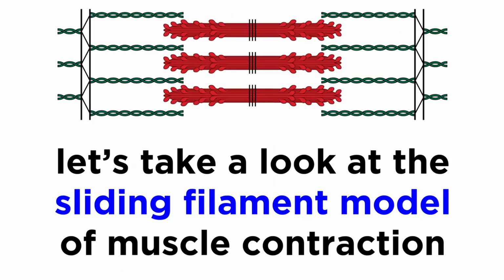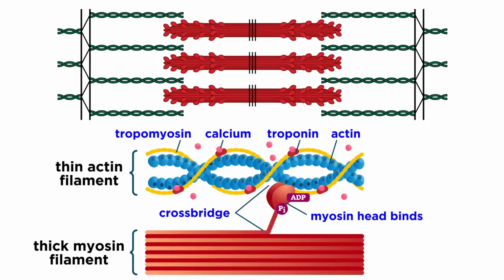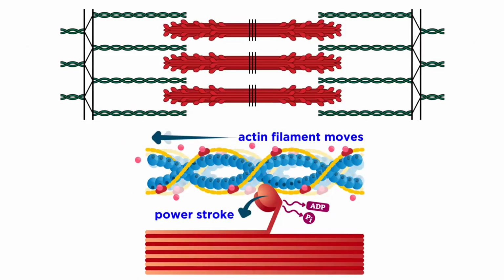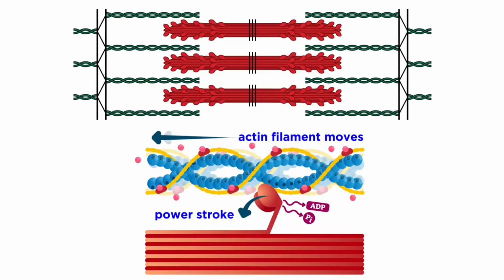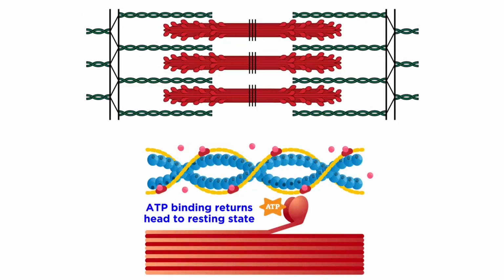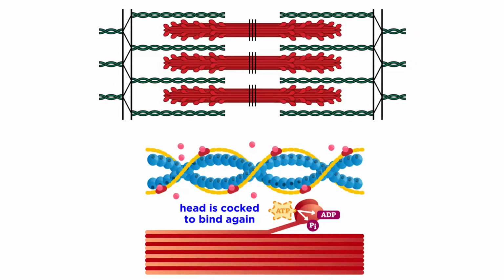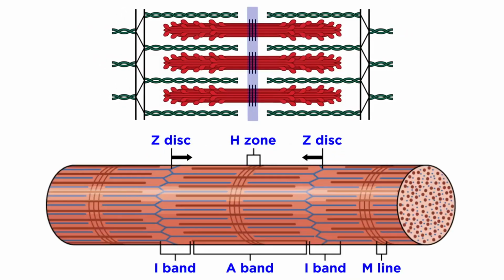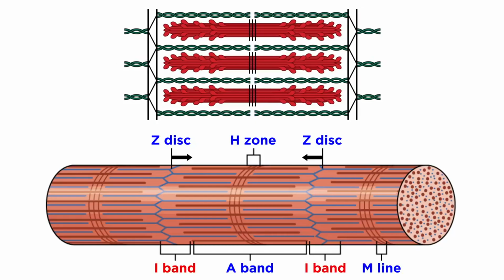Now that we've examined each structural component, let's describe how everything works using the sliding filament model of contraction. This says that when the nervous system stimulates muscle fibers, the myosin heads on the thick filaments will interact with the binding sites on the actin subunits. These attachments will form and break several times as the thick filaments pull the thin filaments in towards the center of the sarcomere, thus pulling the Z discs towards the M line. The I bands shorten and the H zone disappears.